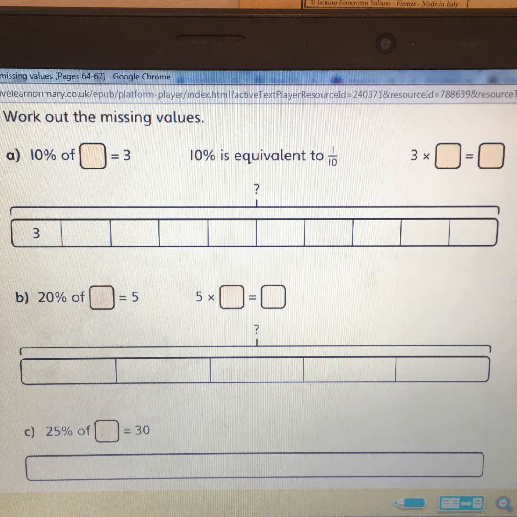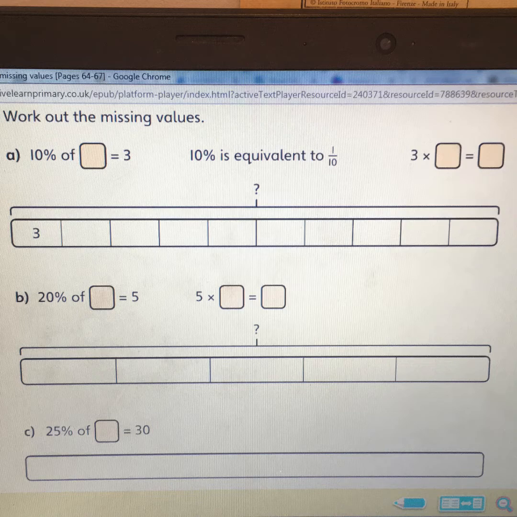20% of something is 5. So we've got our whole bar, we've got our 100%, and it's split into 20%. Now, 20% is the same as a fifth, so the bar is going to be in 5 parts, and each one of those parts is worth 20%, and 20% equals 5. So one part's 5, the next part's 5, the next part's 5, the next part's 5, and the next part's 5. So 5 times 5 is 25. Last one then. So for the last one, we might need to draw this.